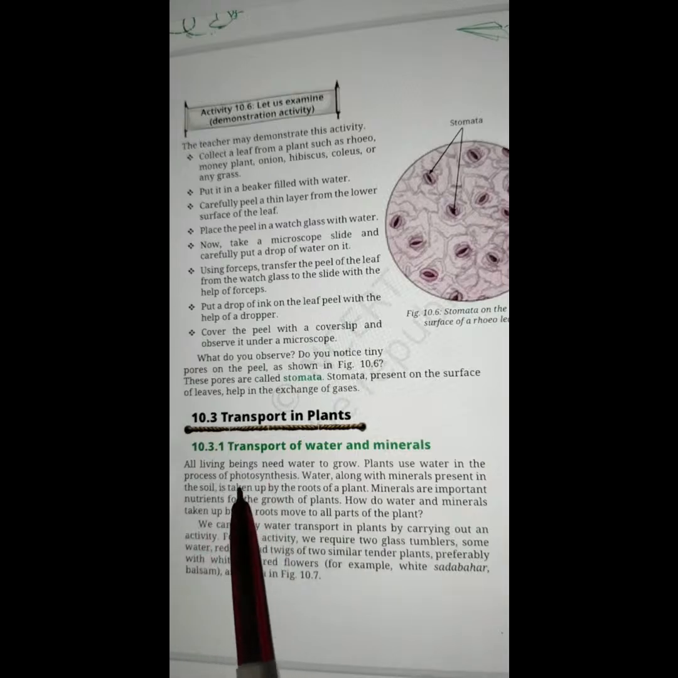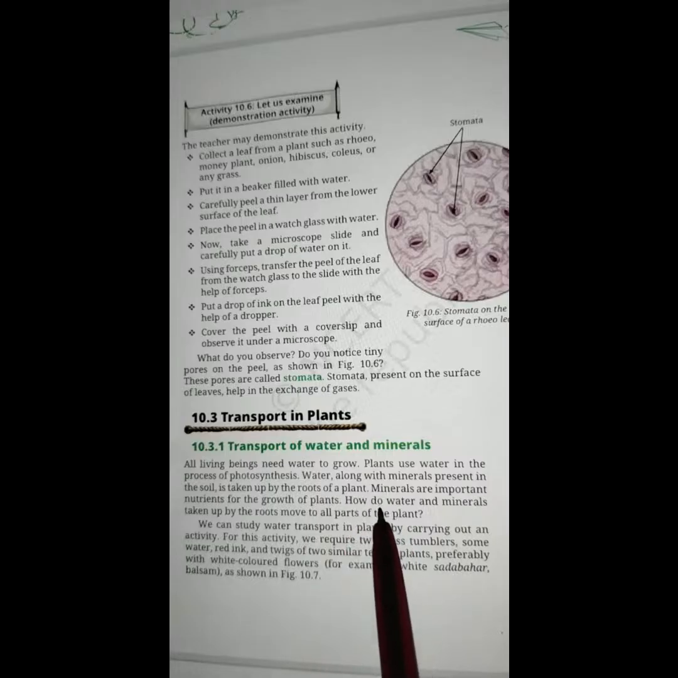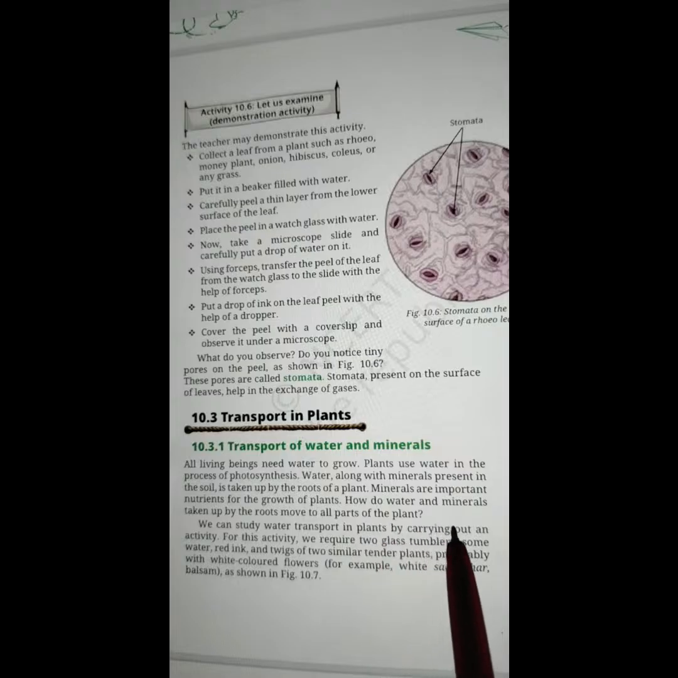Transport in plants, transport of water and minerals. All living beings need water to grow. Plants use water in the process of photosynthesis. Water, along with minerals present in the soil, is taken up by the roots of the plant. Minerals are important nutrients for the growth of the plants. How do water and minerals taken up by the roots move to all parts of the plant?